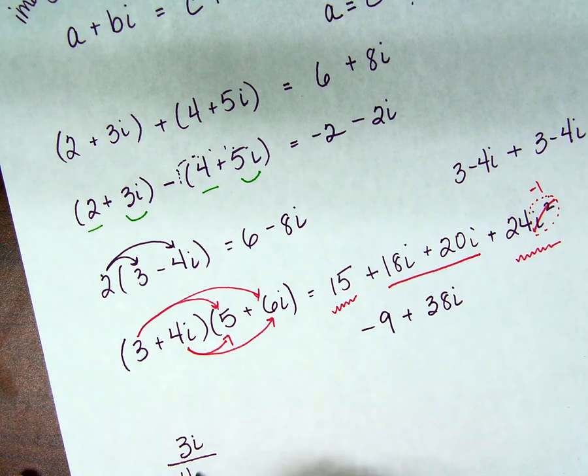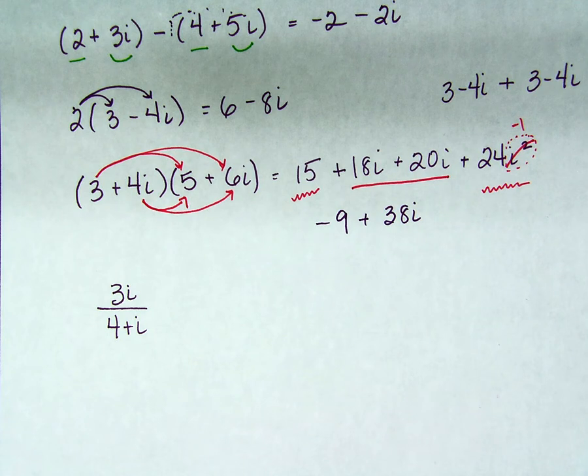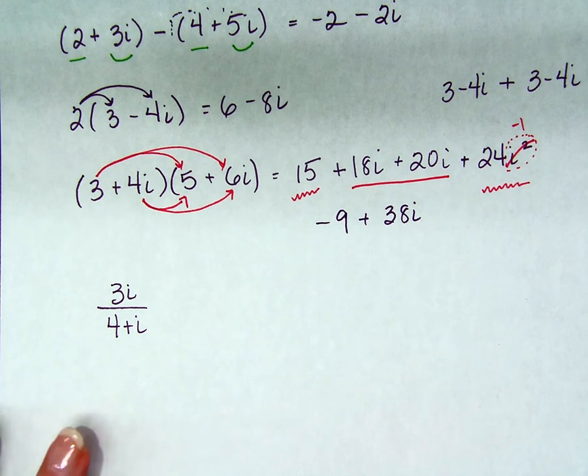3i over 4 plus i. That's what it's going to look like. Okay? Now, when you first look at it, it really looks like there's nothing you can do, doesn't it? Except for the fact that we can't have complex numbers in the denominator. Okay? The imaginary math police do not like that. So what we have to do is get that out of the denominator, and here's what we do.